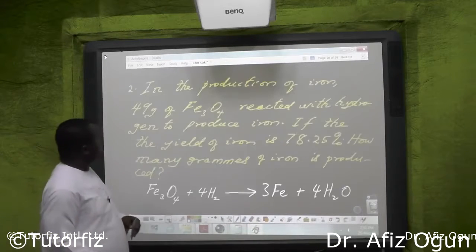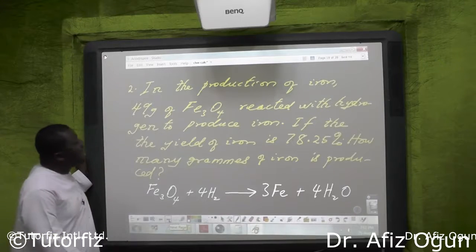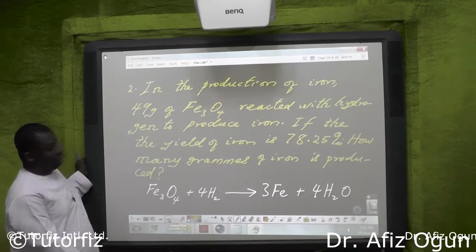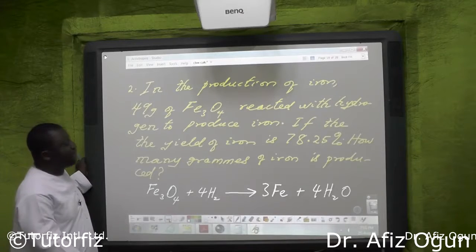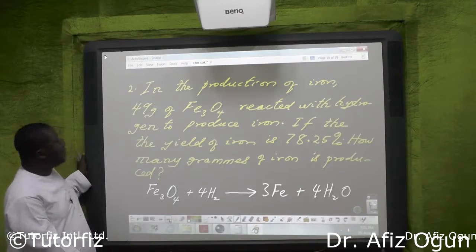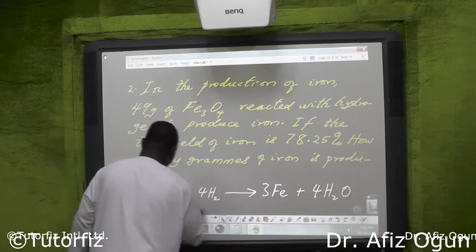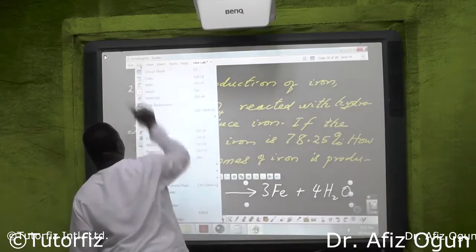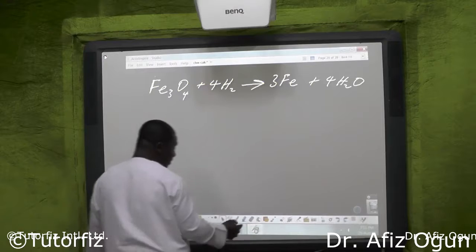So now number 2. In the production of iron, 49 grams of iron oxide Fe3O4 reacted with hydrogen to produce iron. If the yield of iron is 78.25%, how many grams of iron is produced? You know the equation here. I'm going to carry forward the equation. Oh, I have it here already.